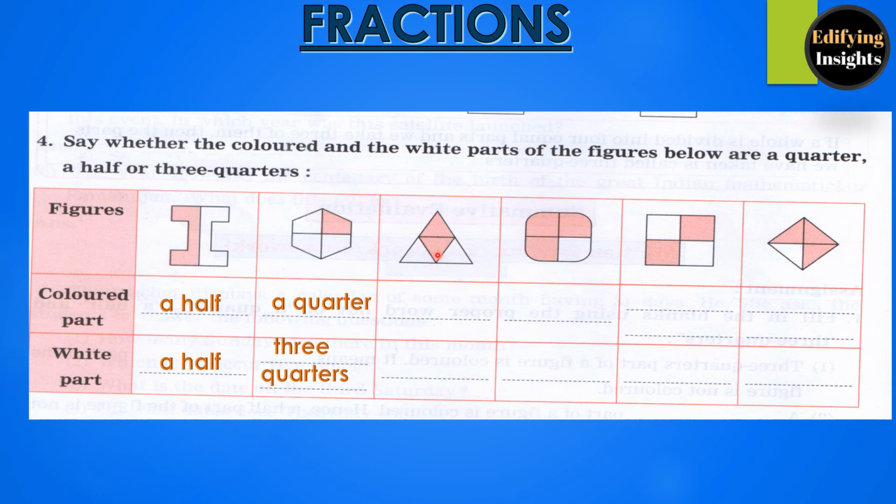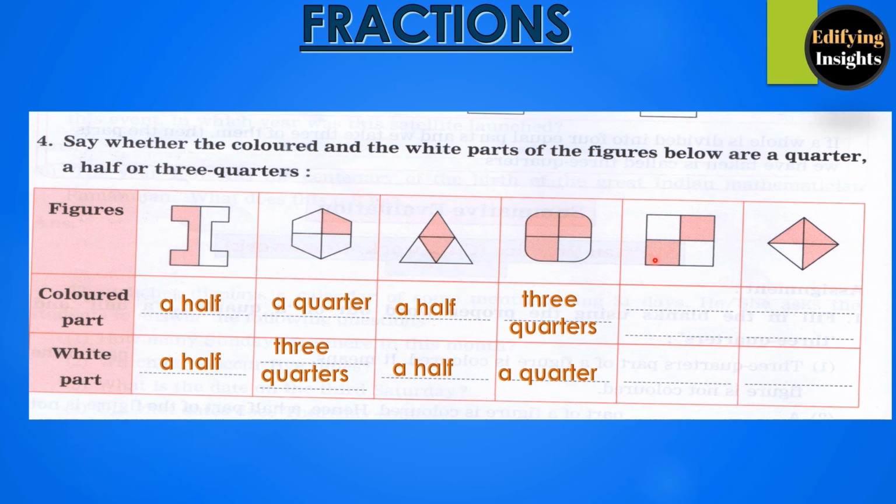Here children, this triangle is divided into 4 equal parts. Out of the 4 equal parts, 2 parts are colored and 2 parts are not colored. That means half of the triangle is colored and half of the triangle is not colored. In this figure, 3 parts are colored, so 3/4, and only 1 part is not colored, so a quarter.